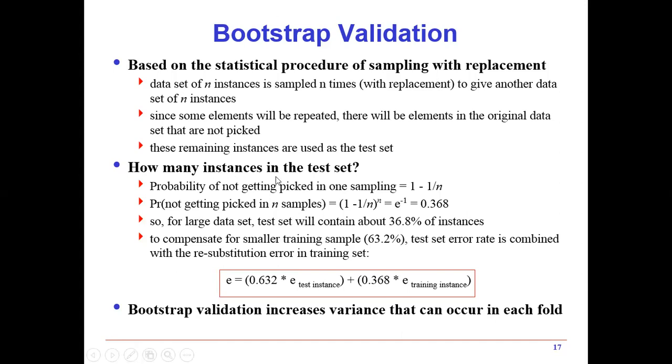So how many instances should be in the test data? The probability of not getting picked in one sample is 1 minus 1/n. It means if you are partitioning the data into n samples, then 1 is your complete data set, and 1 minus 1/n is the probability of not getting selected into the samples.